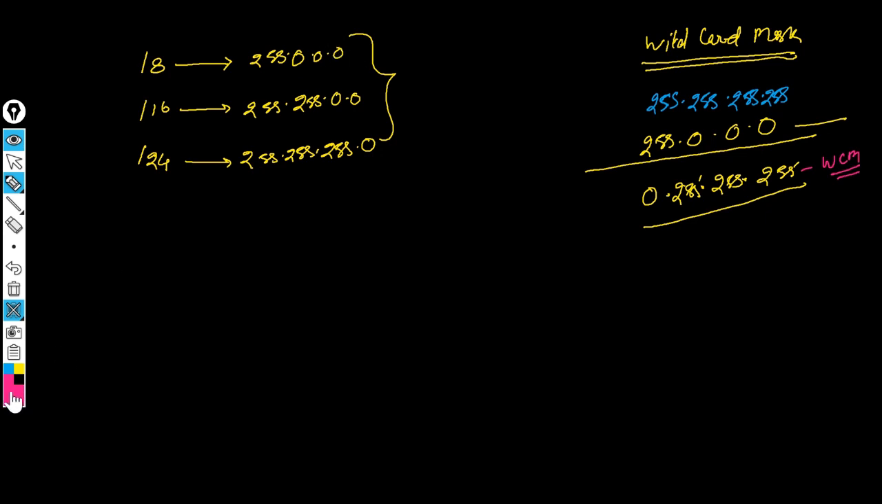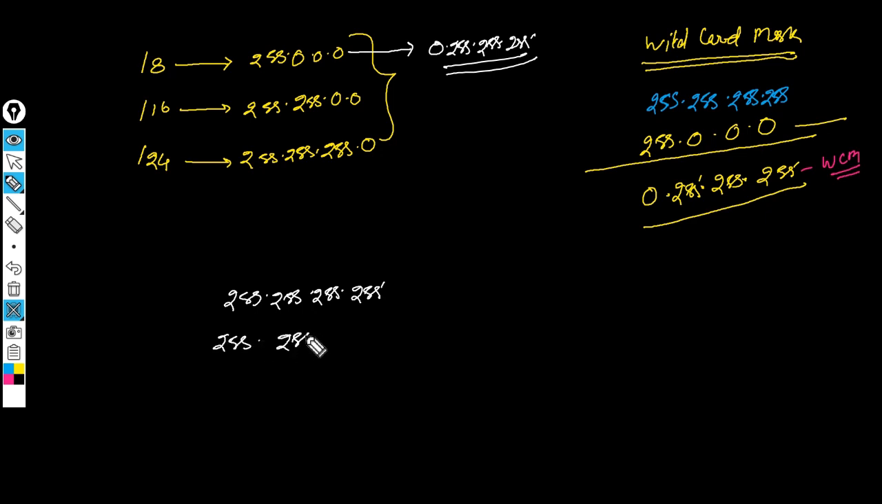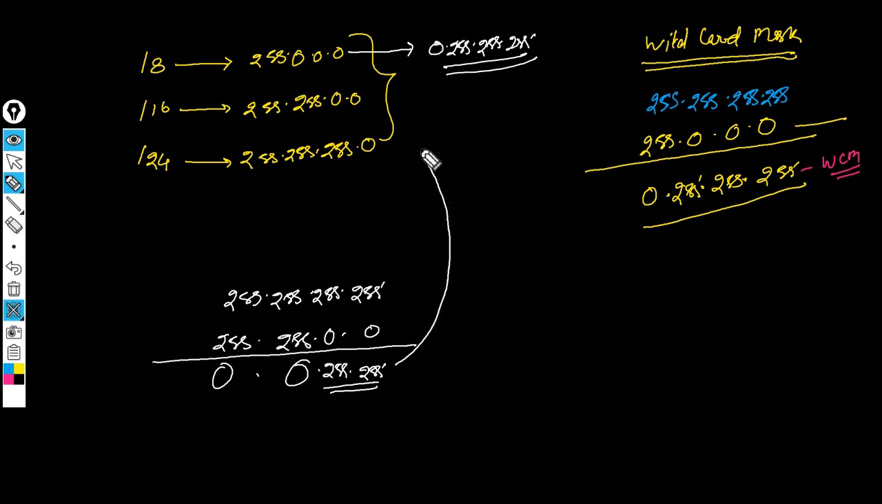So if I say, what is the wildcard mask for my network here, it will be 0.255.255.255. Similarly, if I want to calculate for /16, what should I do now? Write down first your global subnet mask, and then /16 in the sense 255.255.0.0. So it will be 0.0.255.255. This will be the wildcard mask for your /16.